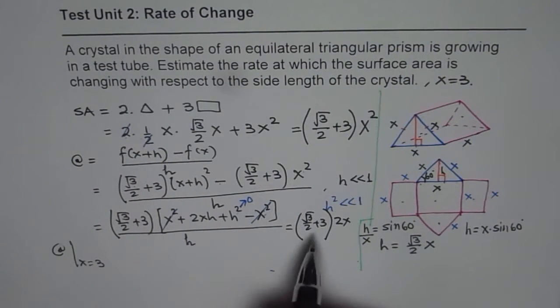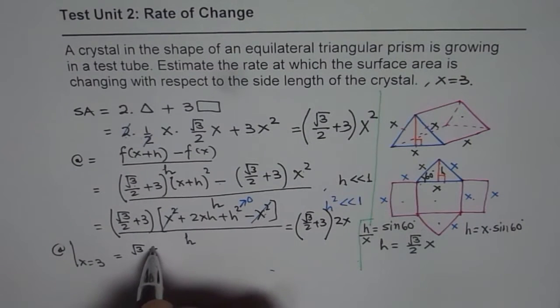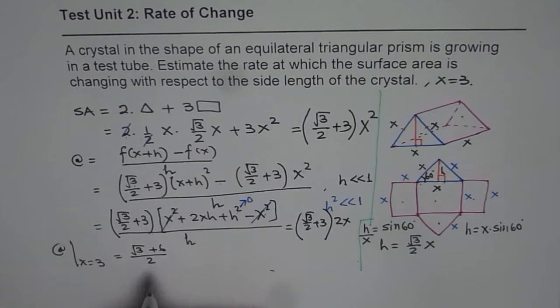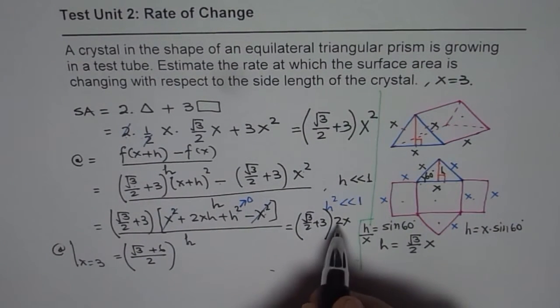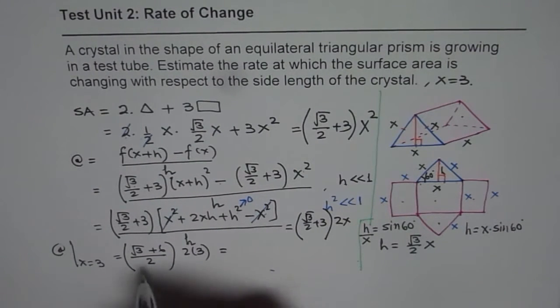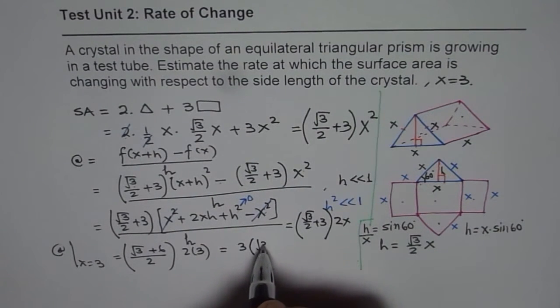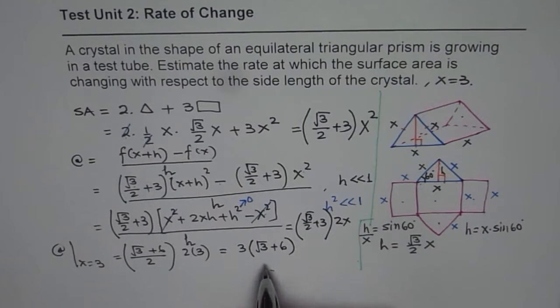Particularly at 3, it is how much? It is equal to (square root 3 plus 6) over 2, right? Times 2 times 3, right? 2 times 3, which is 6, right? So the 2 and 2 will cancel out, so we can write this as 3 times square root 3 plus 6, right? Now, can you tell me what are the units for this?